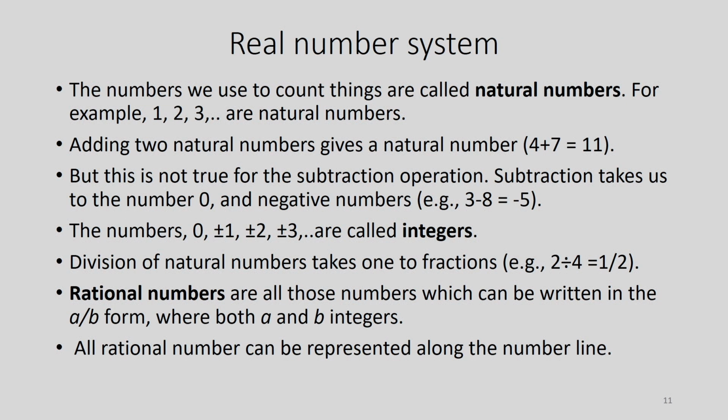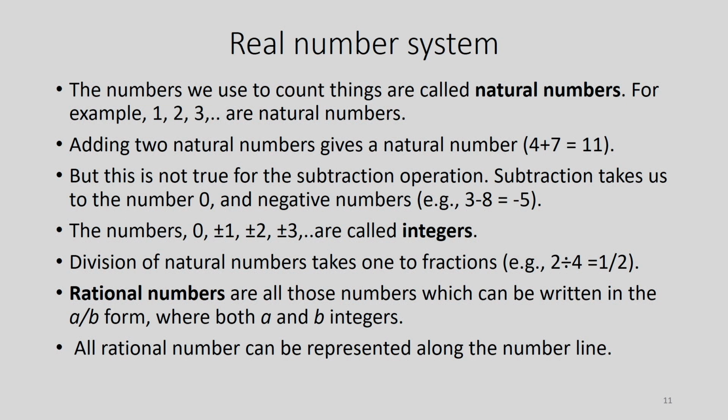But how do you count? You count with natural numbers. You count by 1, 2, 3, 4. These are called natural numbers, since they come natural to you because you want those numbers to count things. So, 1, 2, 3, 4, like that you can go on to infinity, all these are natural numbers. Now, if you add two natural numbers, then you get another natural number. So, 4 plus 7 is equal to 11, 11 is also a natural number.